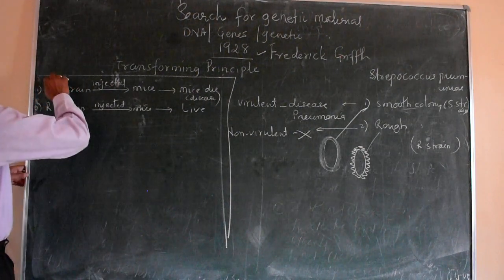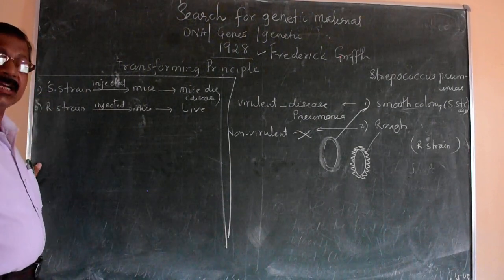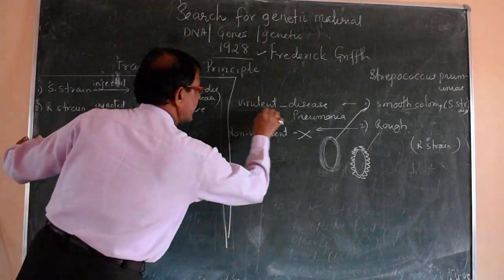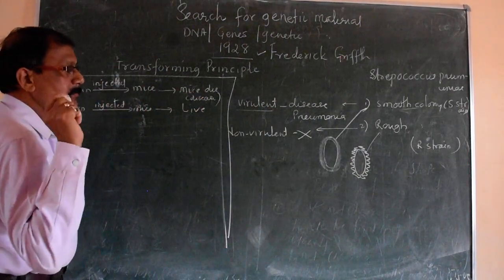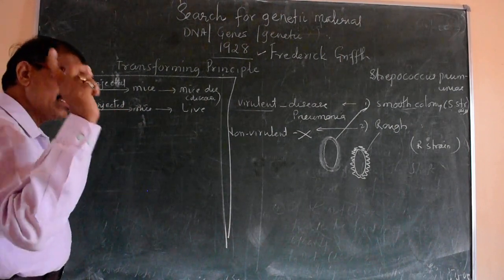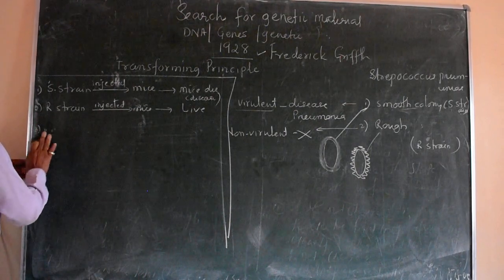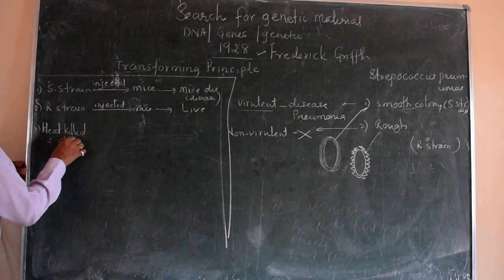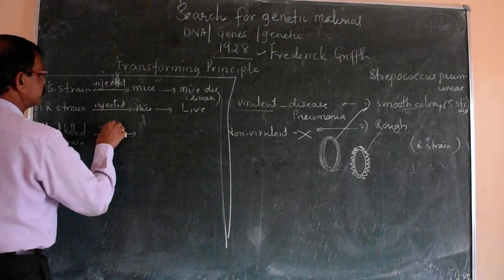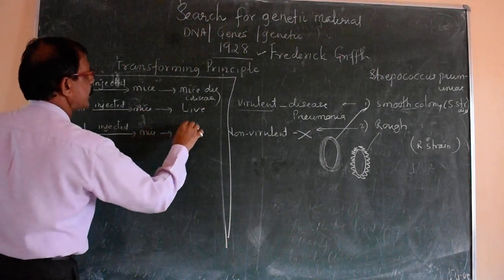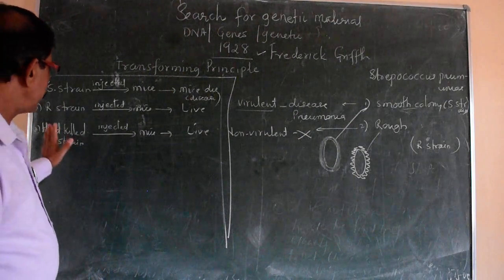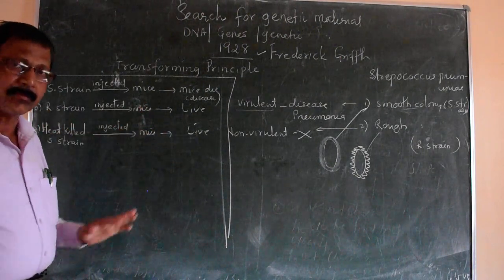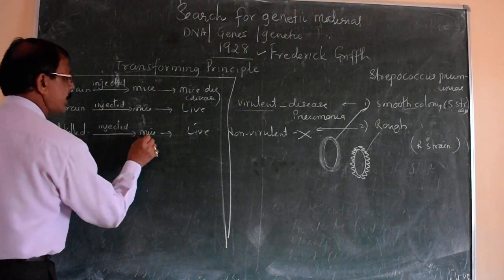Thereafter, he took the smooth strain, heat killed. This virulent smooth strain, the Streptococcus bacteria, is heated and killed, and that is why it is called heat killed S strain. It was injected to mice, and the mice stayed alive. Mice here means rats. So heat killed S strain injected to the mice, and the mice are still alive.